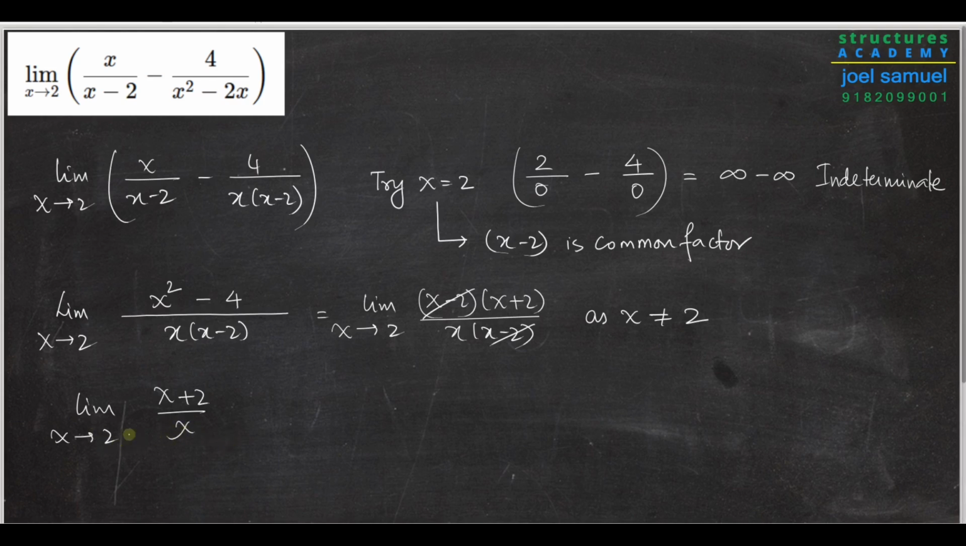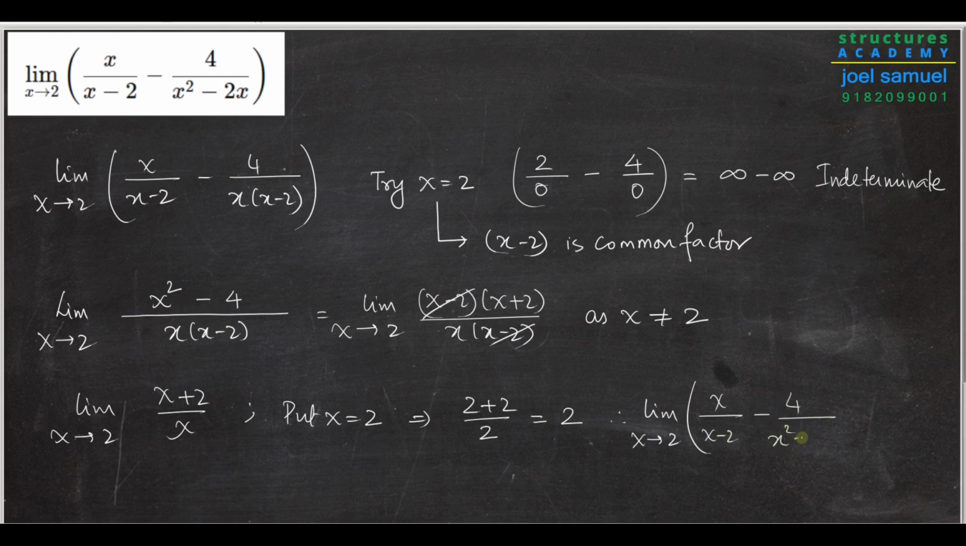Now we can safely substitute x is equal to 2. So we say put x is equal to 2, which implies 2 plus 2 divided by 2. That's 4 by 2, which gives us 2. Therefore, limit as x approaches 2 of x by x minus 2 minus 4 by x square minus 2x is equal to 2. And that is the final answer.